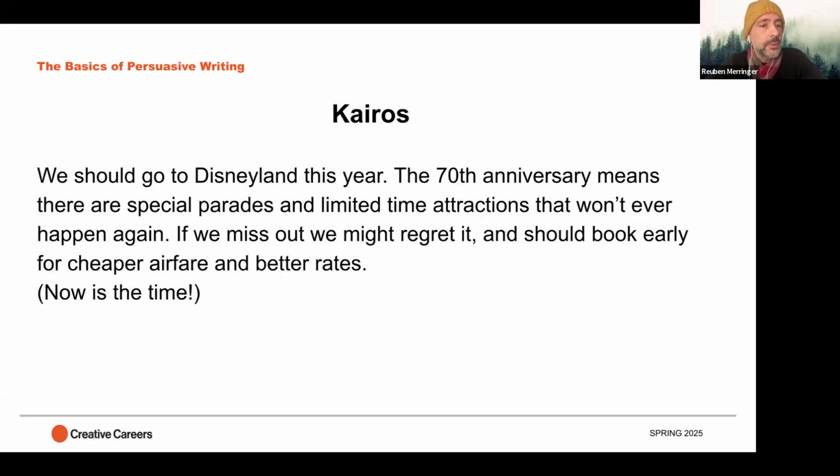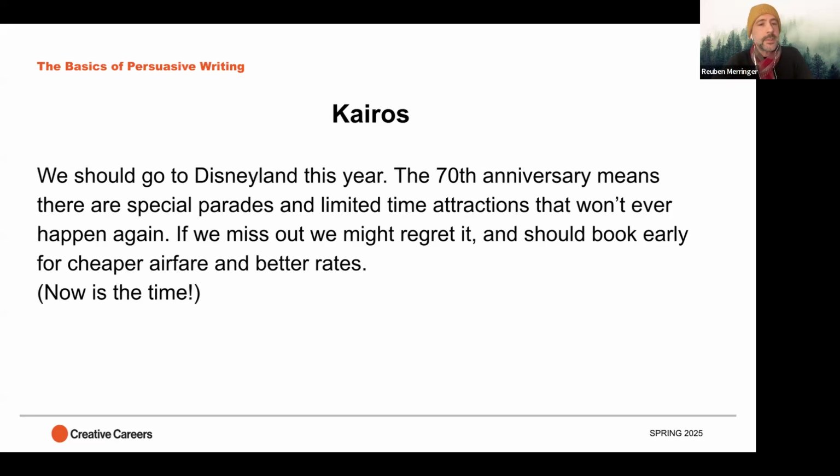Now, finally, kairos. We should go to Disneyland this year. The 70th anniversary means there are special parades and limited time attractions that won't happen again. If we miss out, we might regret it and should book early for cheaper airfare and better rates. So this is like, now is the time to do that. We don't want to pass this up.